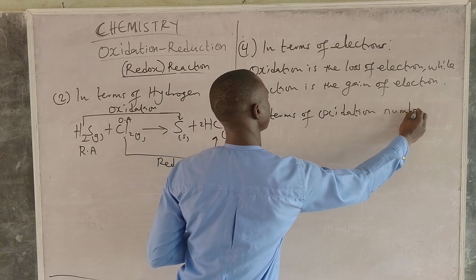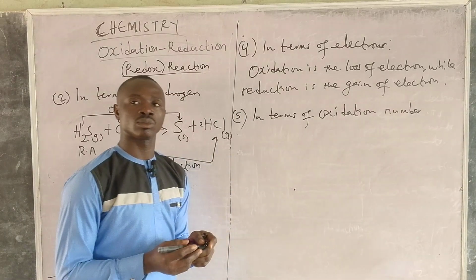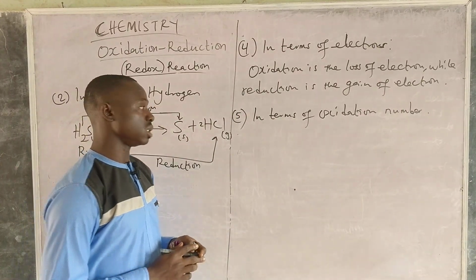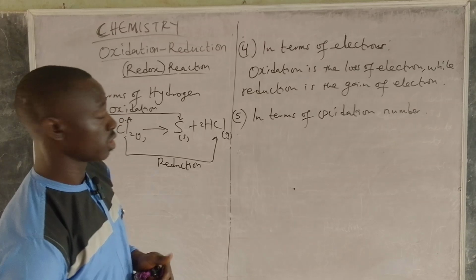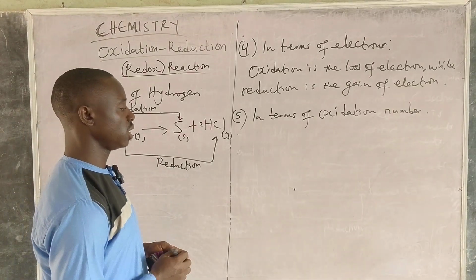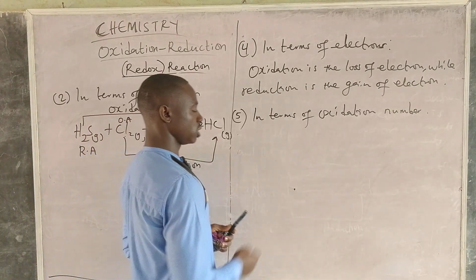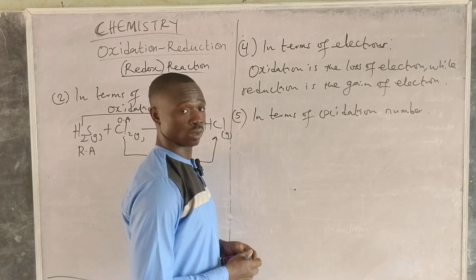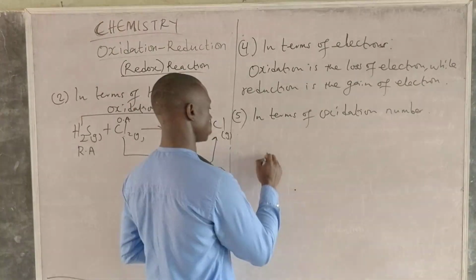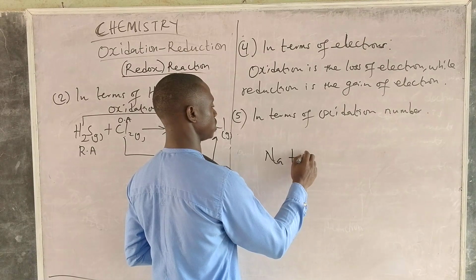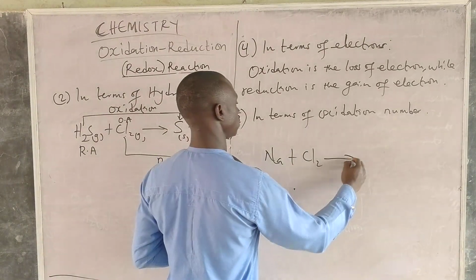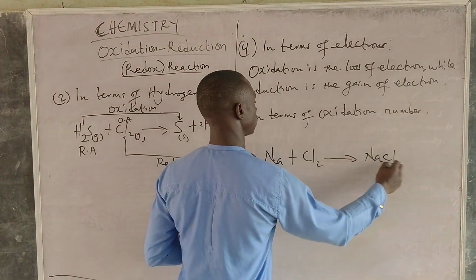Oxidation number. All right. In terms of oxidation number. Now, I think I'm still going to use the same equation I used here for this. So let's look at this. This is going to be sodium plus chlorine to give sodium chloride.